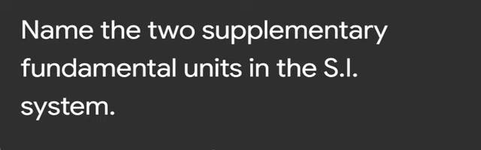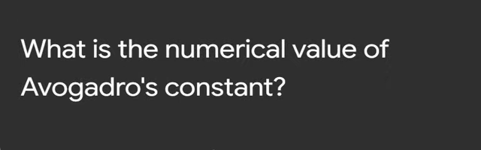Name two supplementary fundamental units in SI system. So now you see here only the name of the two units are asked. Please do not mention the physical quantity or do not mention its symbol. What is the numerical value of Avogadro's constant? So here only the value you have to mention. Now prefix mega. So mega you have to write in numerical value or number format. Then we have prefix giga, nano, femto.